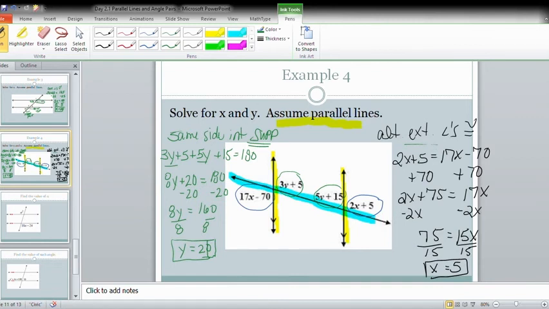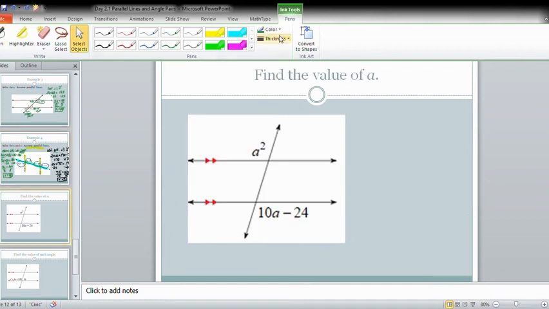Let's take a look at yet another one. See if you can try and figure out at least how to set this one up. Tell me what the relationship is, and then go ahead and figure it out. My big hint to you is you have to factor.